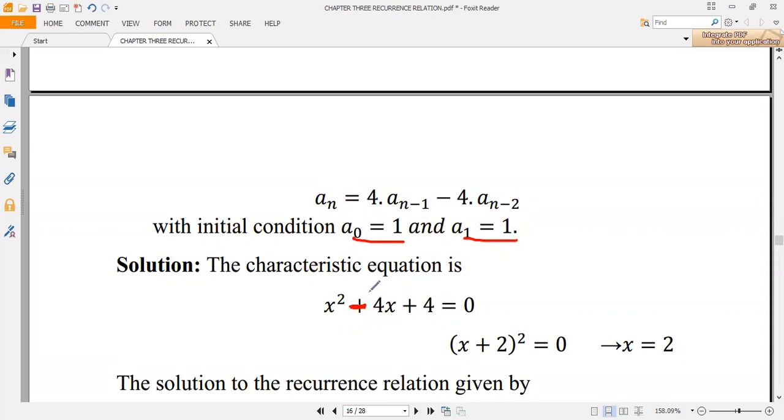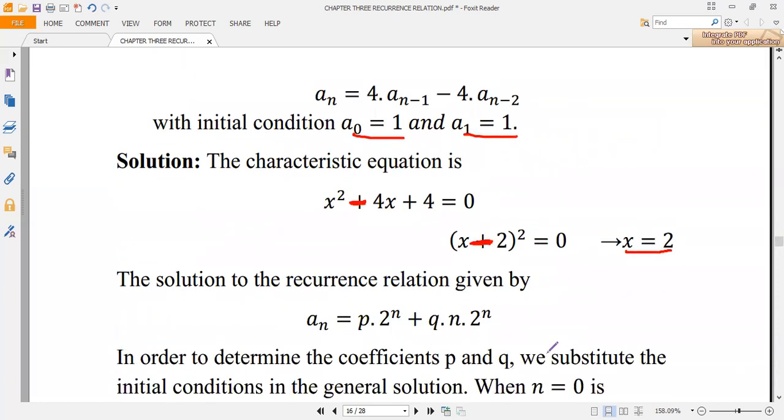Then what are the numbers whose sum is minus 4 and whose product is positive 4? The numbers are minus 2 and minus 2. So (x minus 2) the whole squared is equal to 0, which is a perfect square. So the root is x equal to 2 with multiplicity 2. The root 2 occurs two times as a root of the characteristic equation.